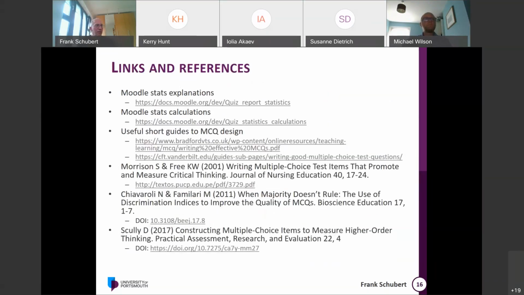So I'll leave the links and references up for a little while. So there are some links to the Moodle stats, explanations, calculations. Since it is recorded, you can go back to these later on, and a number of references as well, because we are certainly not the first people to look at the use of MCQs for testing higher cognitive skills. So there's a bit of literature about that as well.